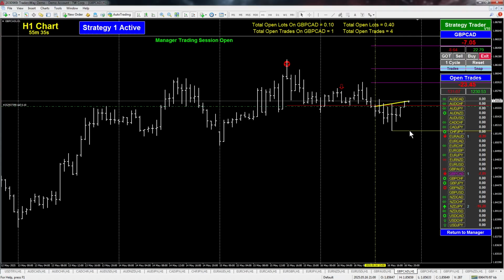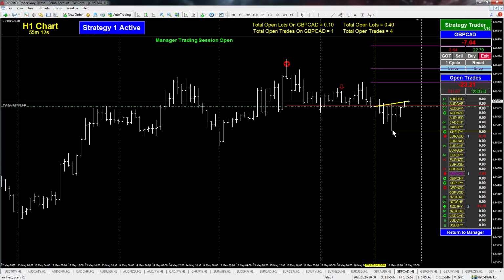Now you wonder, what is this yellow line? That is the add-on line. Now add-on lines just use fractals. And we're all familiar with fractals and the idea of using fractals as add-ons in a long trend or something like that.